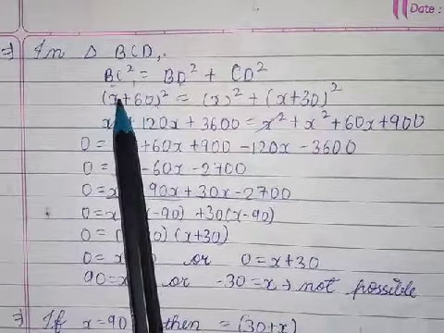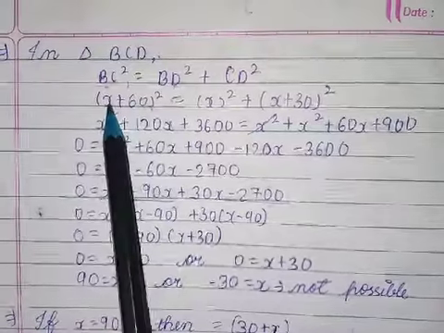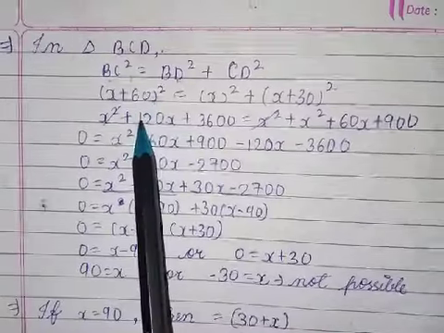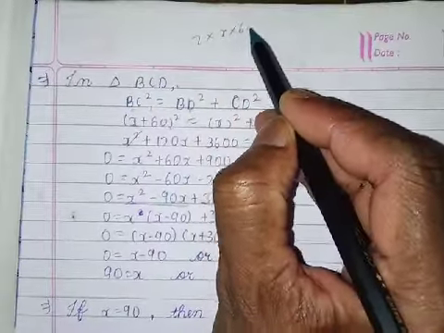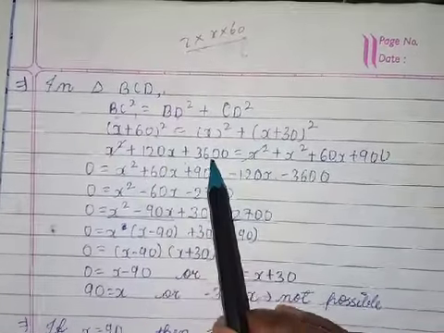So a square means the first term squared, so x square. 2 into the first term into the second term, so 2 into x into 60, so it will become 120x. And the square of 60 is 3600. Here x square.